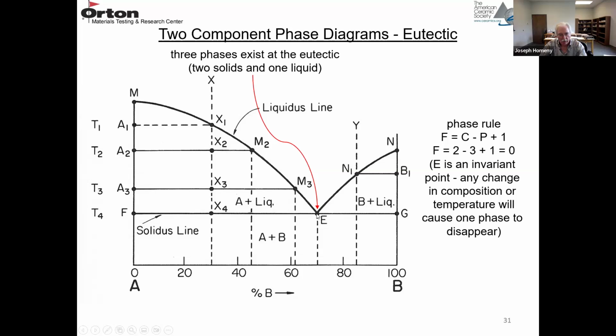And then this point E, that's the eutectic point. So you have three phases present at E. You have the liquid, A, and B. So two solids and one liquid at the eutectic. So C is 2 again for two components, A and B. Three phases present, A, B, and liquid. So P is 3, so F equals 0. So E is one of those invariant points. Any change in temperature or composition will cause one of these phases, A, B, or liquid, to disappear.